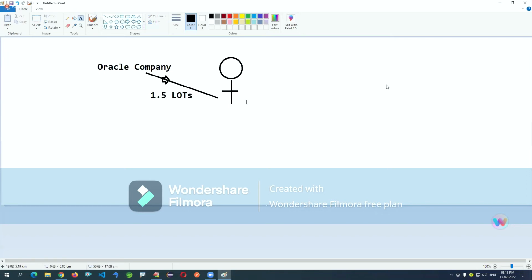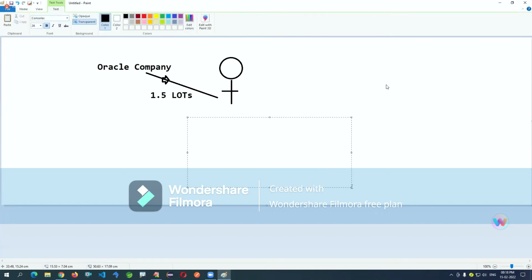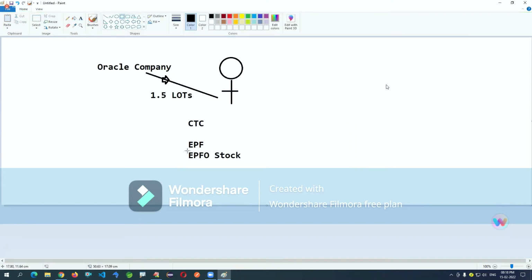That depends on the company. What the company will say is, we will call it CTC, cost to company. You will be having some take home. You will be having employee provident fund. EPFO stock also will be there. Some high level companies will give it, normal small companies don't. They don't give it actually.